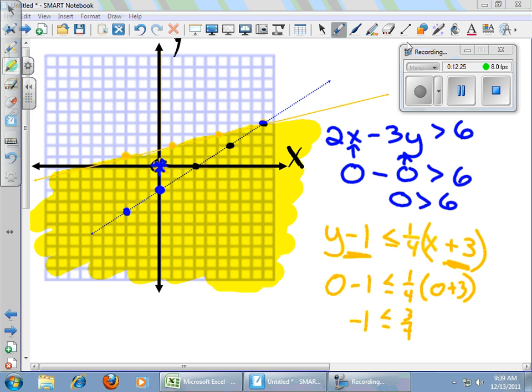So I get my blue highlighter, I shade the other side of the line from the test point, and there we go. Look at all that green, and up there it's blue. Why? Because there's no yellow up there. The solution set is everything included in the green region, and of course this green region extends forever.